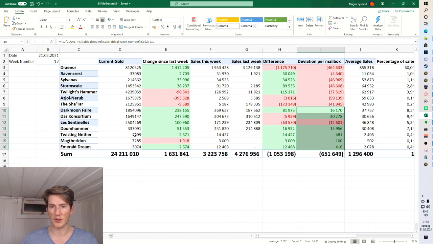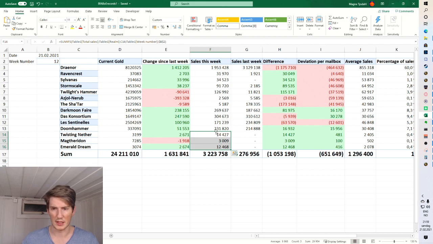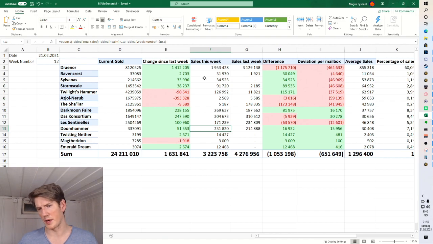A lot of them, we have our three new realms, which brought in a decent chunk of sales on all of them. So that's nice. And this Doomhammer realm keeps being really, really good. Another 200k plus sales week. It's been great overall.